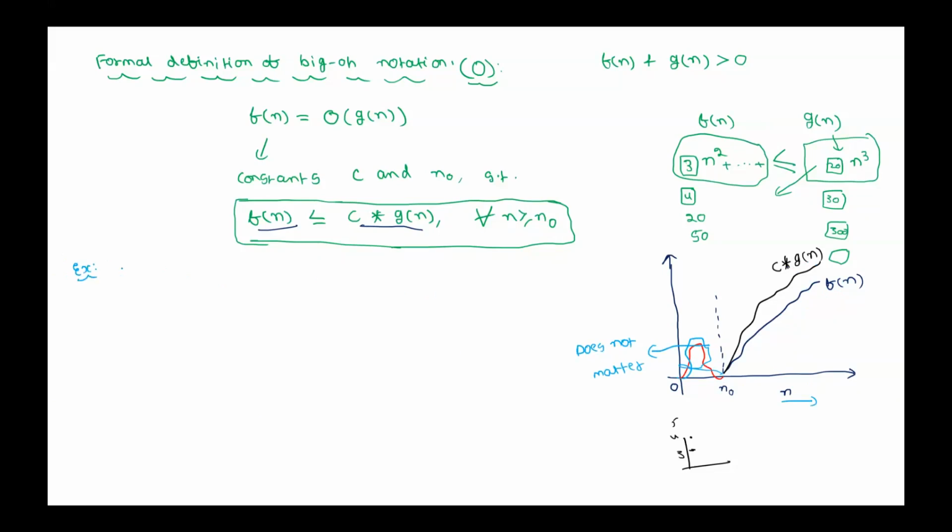So we know that the standard n into n plus 1 by 2 is big O of n square. Is this correct or not? Yes. We know that it is true. Now, how to show this? If you are asked to show that n into n plus 1 by 2 is big O of n square, how to show this? Then these formal definitions are useful.